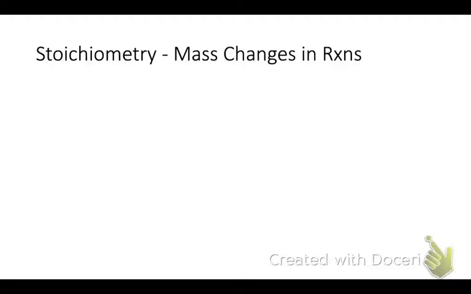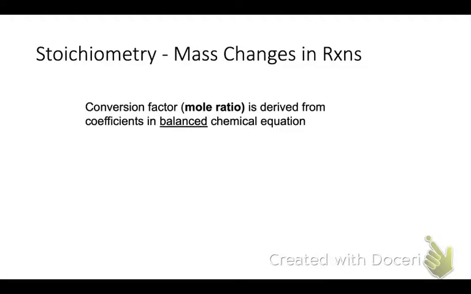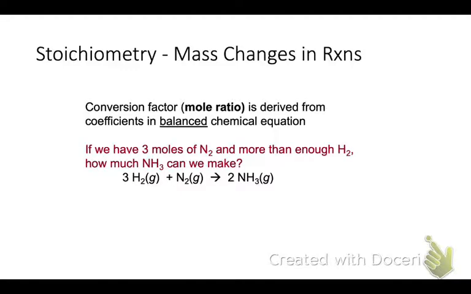Stoichiometry is probably one of the most important and most applied concepts that you will be using in general chemistry and even later in organic chemistry. It's really based on having conversion factors, or what we call the mole ratio, that is derived from the coefficients in balanced chemical equations. So the key here is that we always have to have our chemical equation balanced.